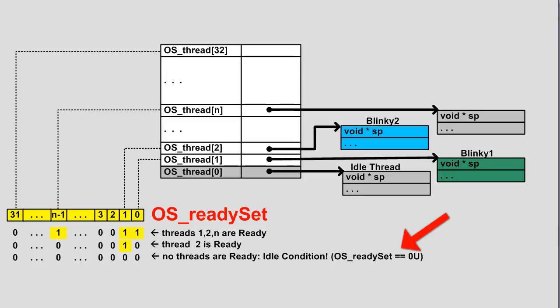The other benefits of grouping the ready-to-run flags together in one bitmask will become clear in the next lesson, where you will implement priority-based scheduling. In that case, the bit numbers in OS ready set will represent thread priorities. But for now, you are still working with round-robin scheduling, where there is no notion of thread priority.